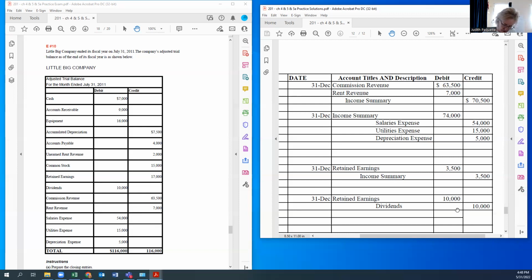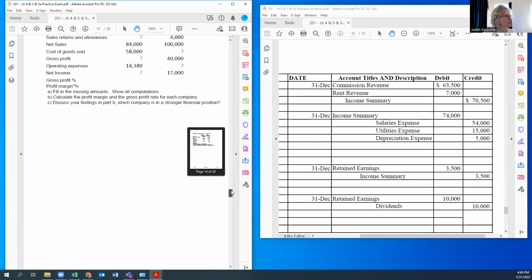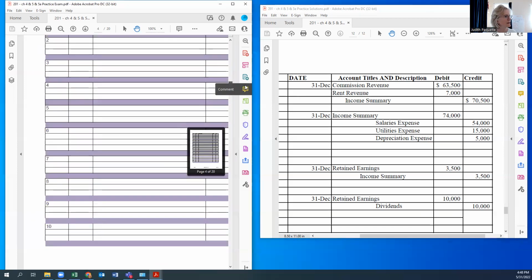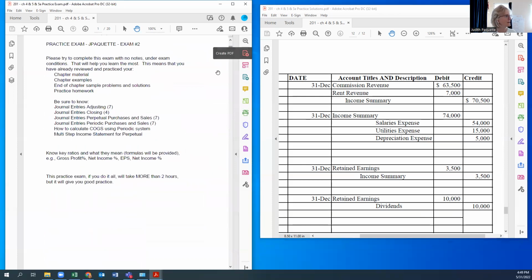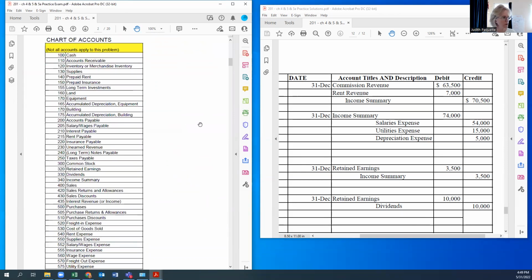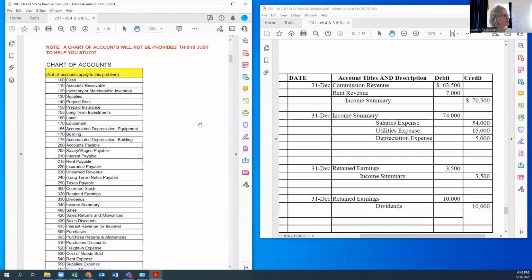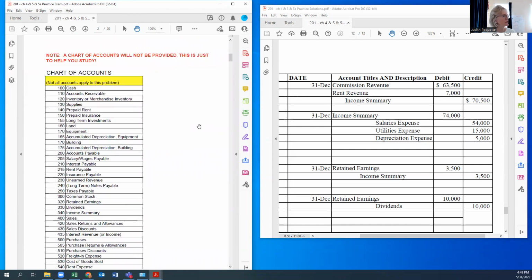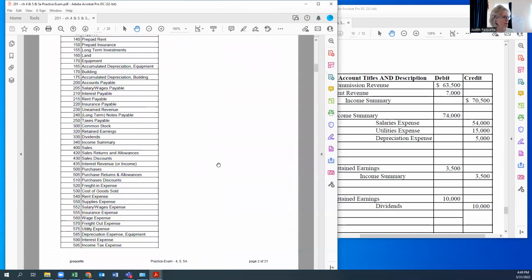Is that good? All right. So I have adjusting journal entries, perpetual, and periodic. So which one do you guys want next? Chart of accounts. I don't think I gave you a chart of accounts on this, just to have it for your reference. Okay.